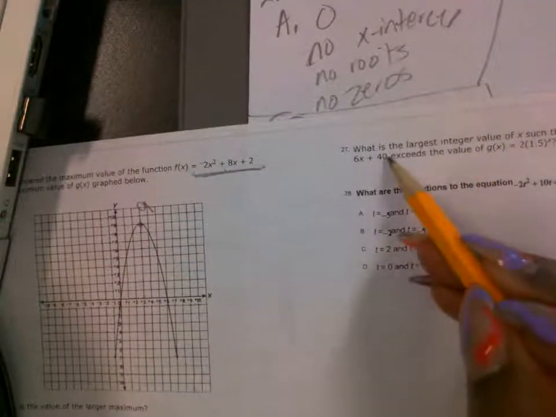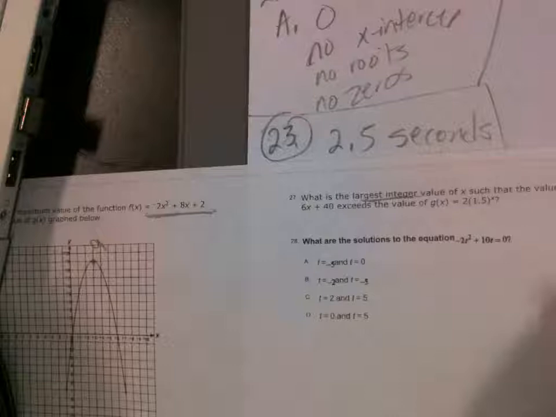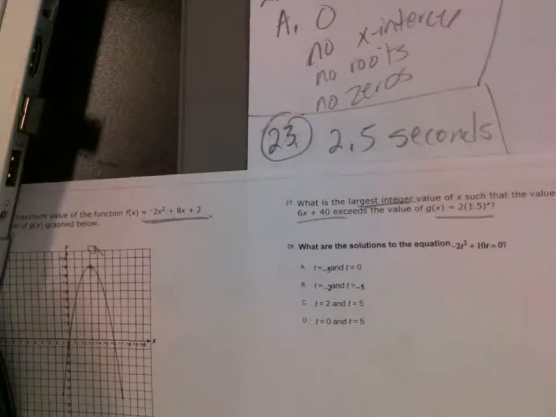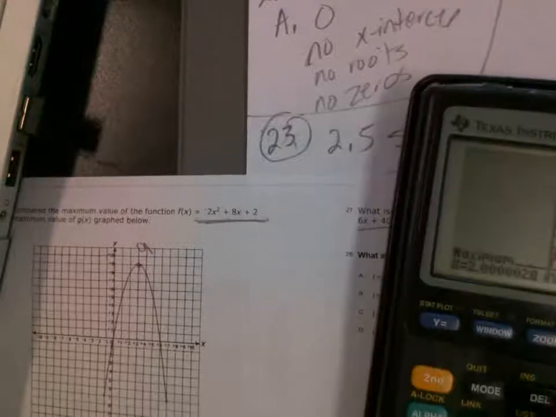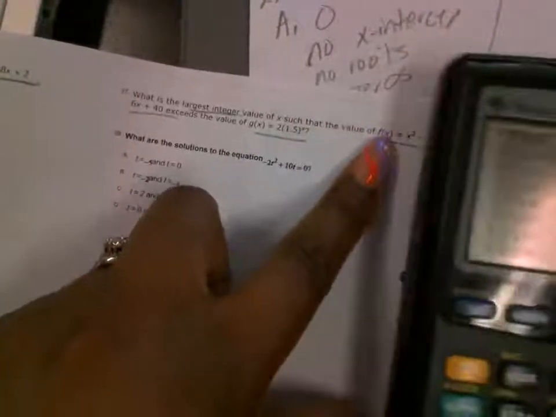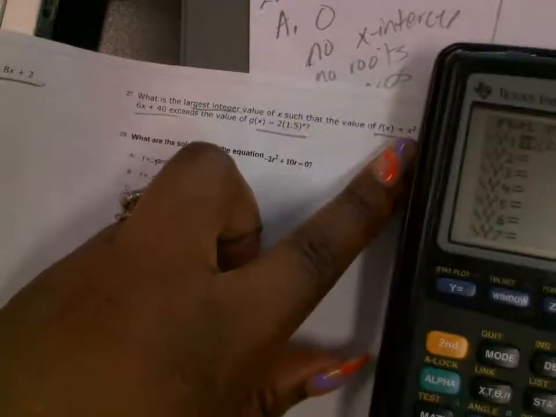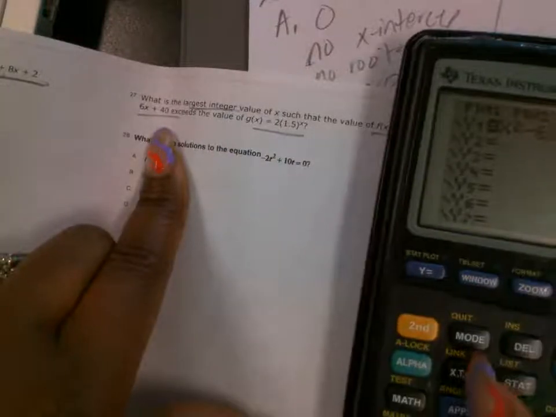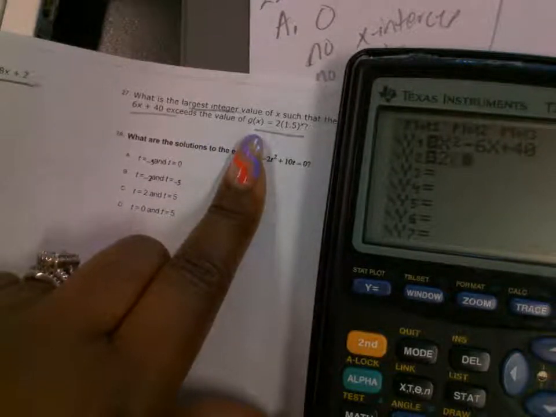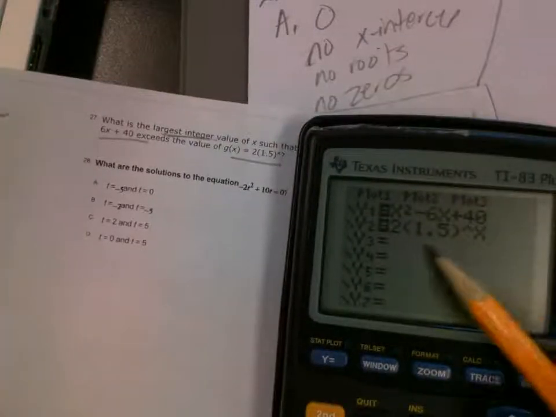Number 27, what is the largest integer value such that X, and then we have the equation here, exceeds this equation? So we're going to type both of them in. When does one exceed the other one? So y equals, clear that out. Let's type in the first equation: x squared minus 6x plus 40. And the second equation is 2 times 1.5 caret x power. So this is the exponential function.